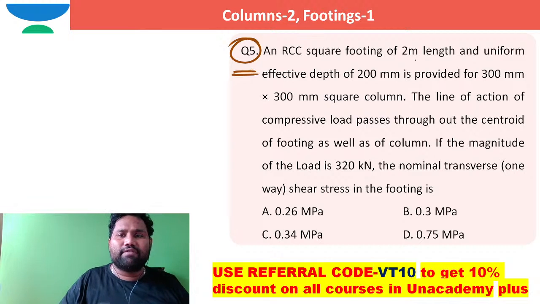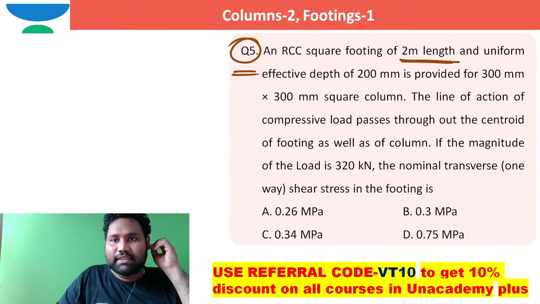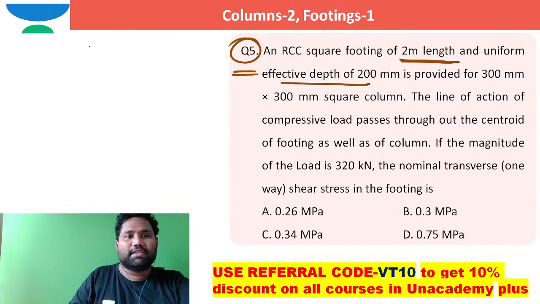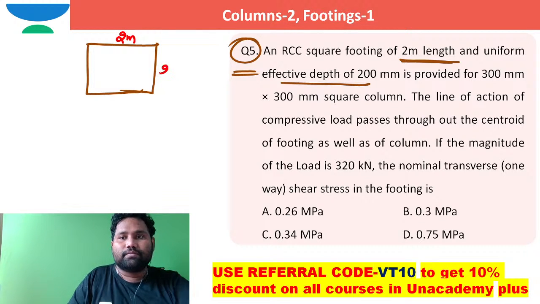An RCC square footing of 2 meter length and uniform effective depth. They are saying it's a square footing of length 2 meters. It is provided for a 300 millimeter by 300 millimeter column.